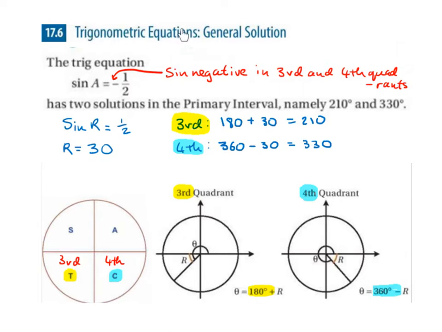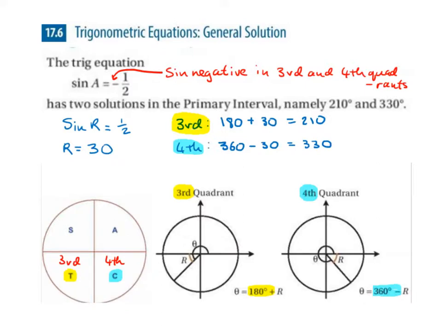Trigonometric equations, the general solution. The trig equation sine of A equals minus a half has two solutions in the primary interval, namely 210 degrees and 330 degrees. So the primary interval is between 0 and 360 degrees.